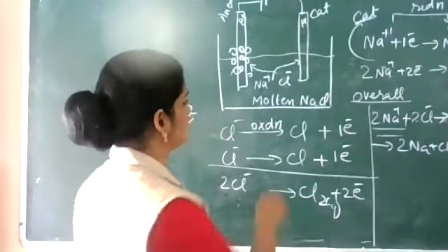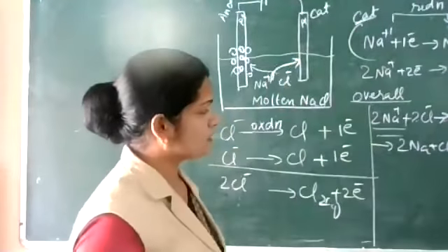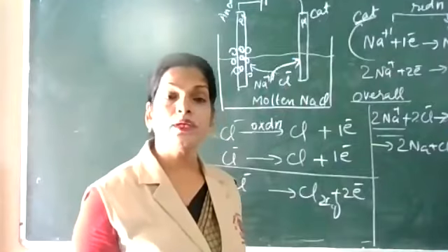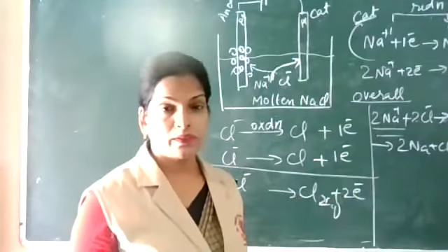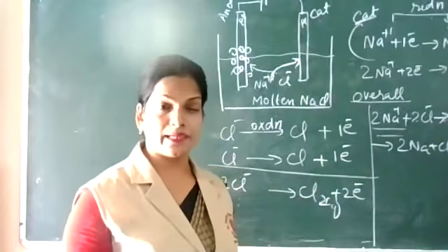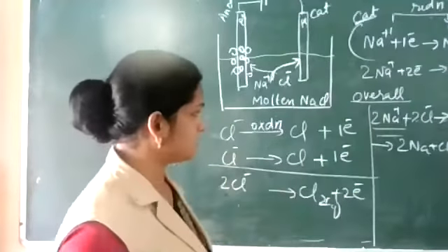Sodium will be deposited at cathode and chlorine gas at anode. So, what are the products of electrolysis? You have to write like this: sodium at cathode and chlorine at anode. So, this is the case of molten NaCl.